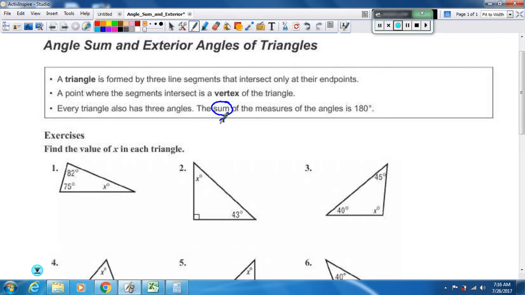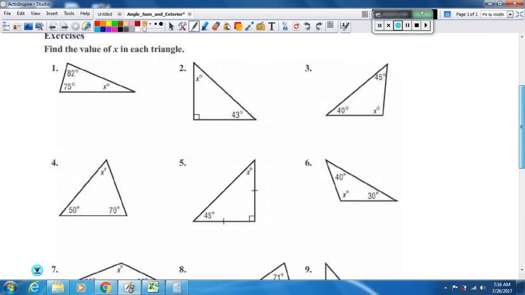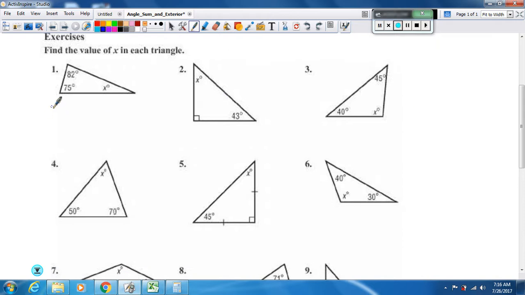That's important. So when you add them, sum means add. When you add all the angles inside a triangle up, they have to add up to 180. So to find the value of x in each triangle, you take the measurements that they give you. So they give you 82. You add everything up. Plus 75 plus this one we don't know, so we'll call it x, equals 180 degrees.